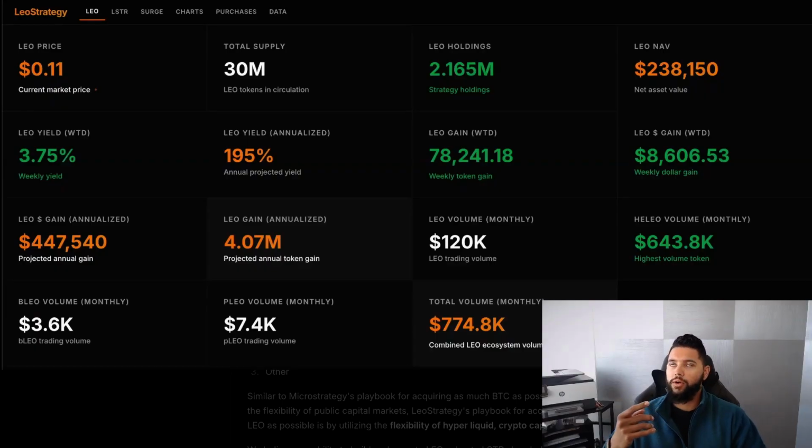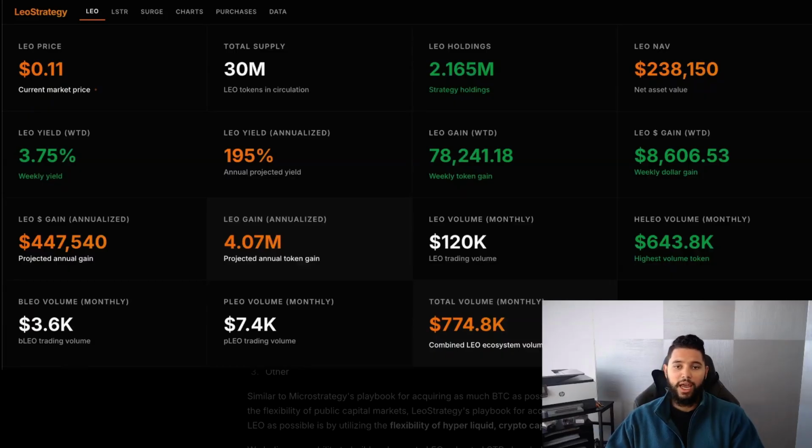If you take the current market cap of LSTR plus the current net asset value, it's actually, I think, a little bit less than 447,000, or maybe right about that. So essentially the whole ecosystem that LSTR has right now, which is the LSTR token and the LEO it's holding, is doubling every year at the current pace.